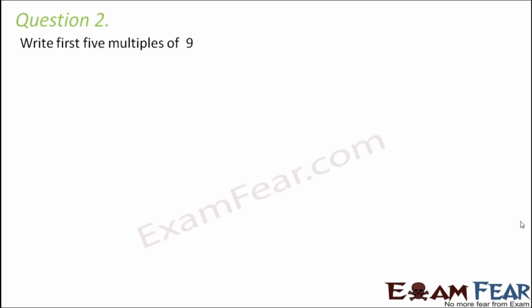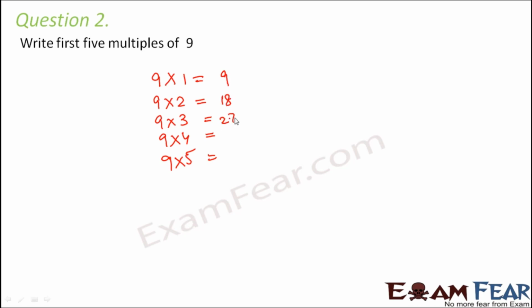Question number 2. Write first 5 multiples of 9. Now how do we find multiples? By multiplying the number by the various natural numbers. So first 5. We start multiplying with 1. So multiplied by 1, then multiplied by 2, then 3, then 4 and then 5. So what are their values? This is 9, this is 18, this is 27, this is 36 and this is 45. So these are the first 5 multiples of 9.